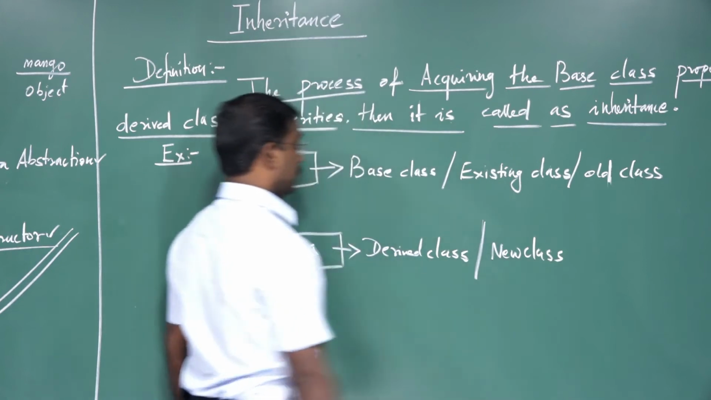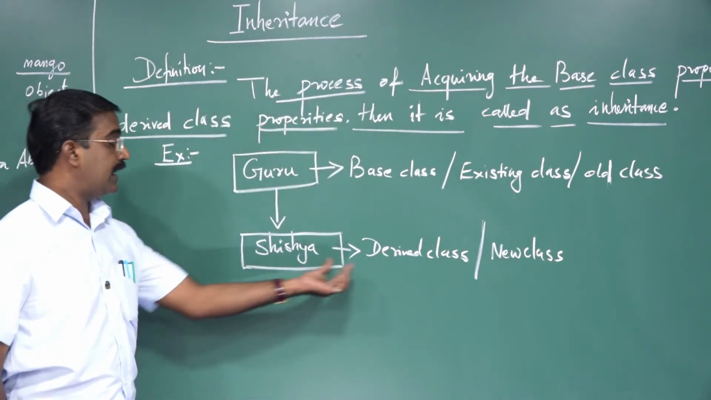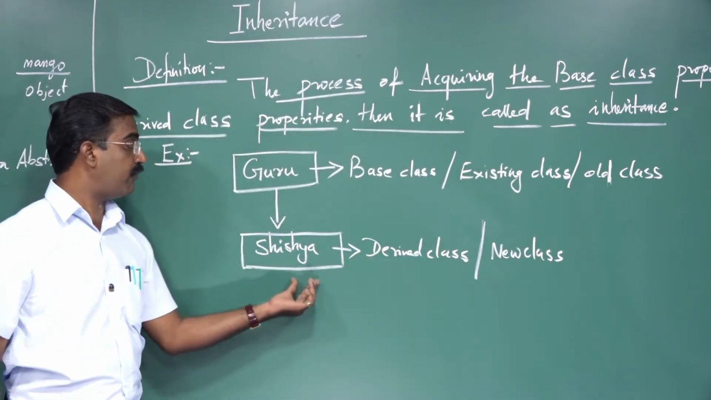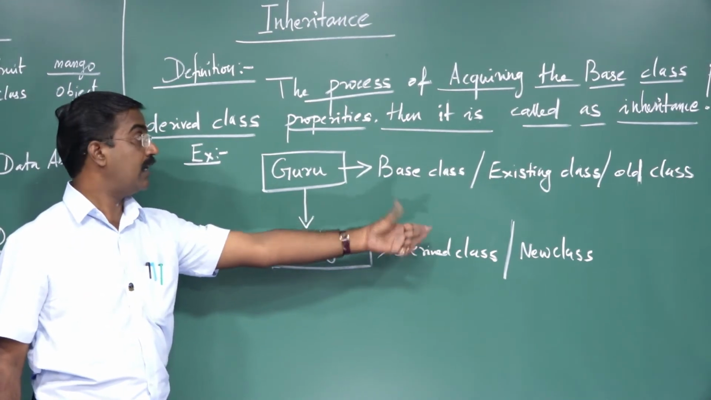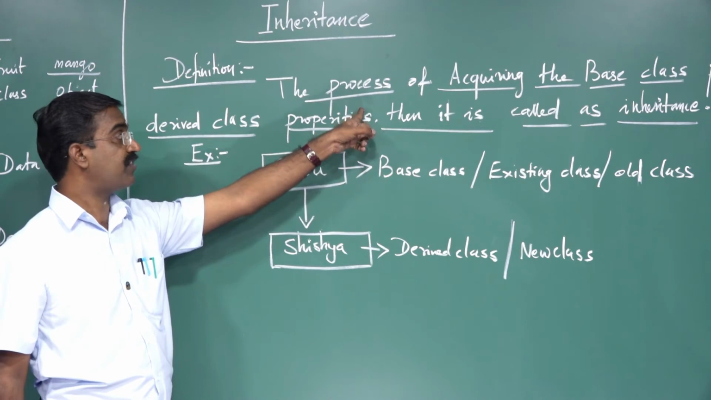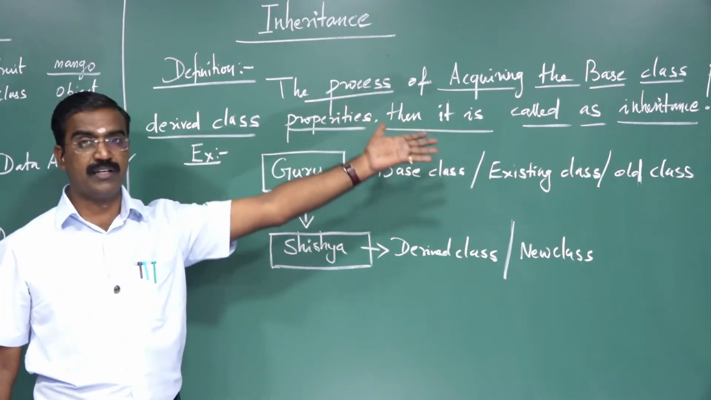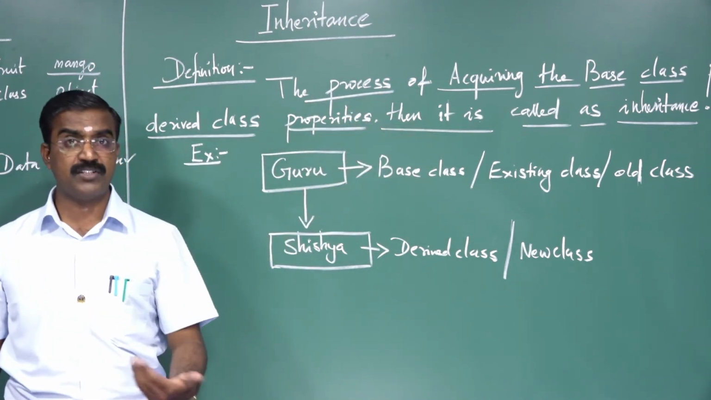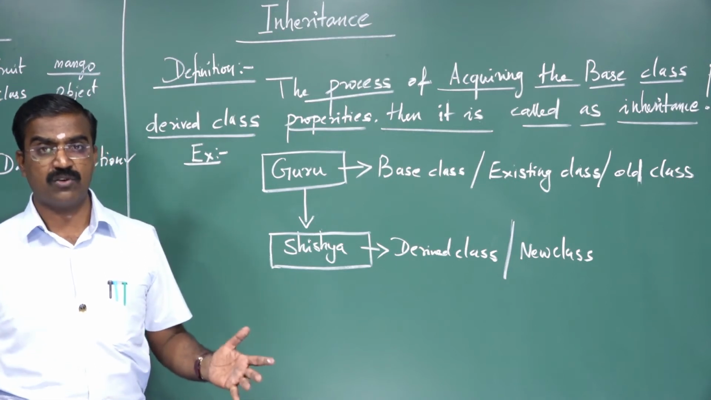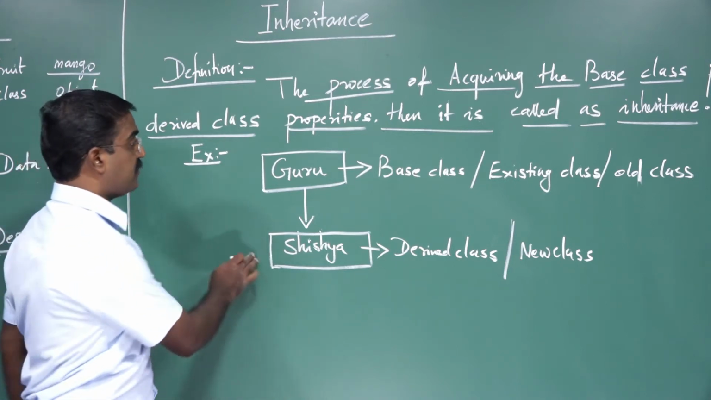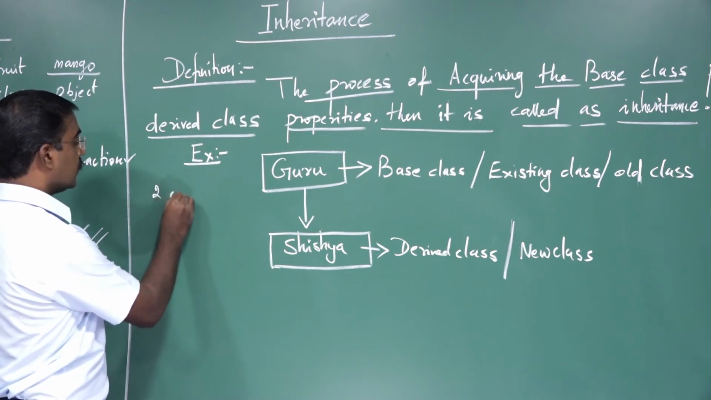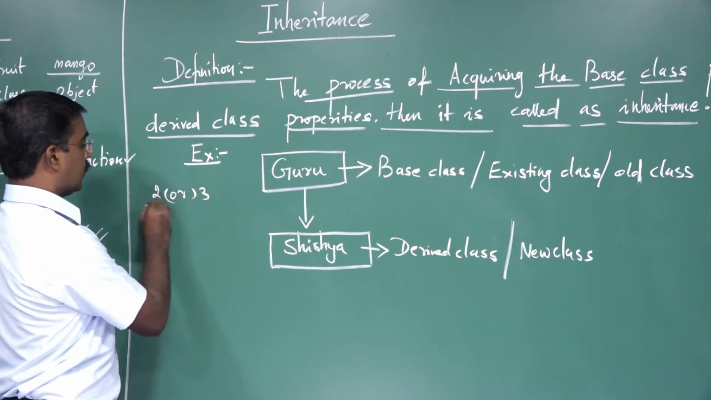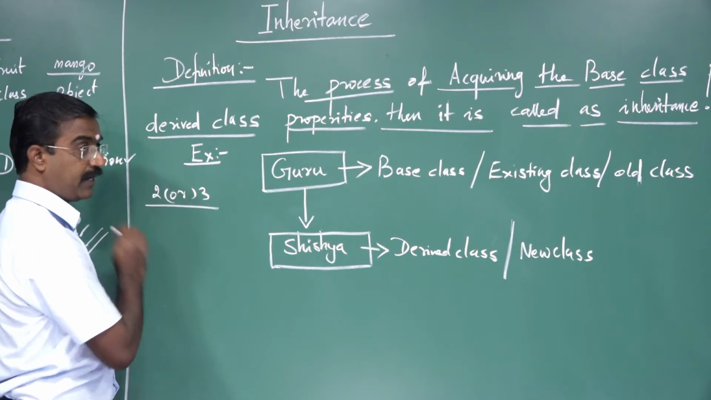In this derived class, the new class comes from a base class or existing class. This is a proper definition: the process of acquiring the base class properties into the derived class is called inheritance. This is the best example. Sometimes this question is asked for 2 marks or 3 marks, so anyway you have to prepare.